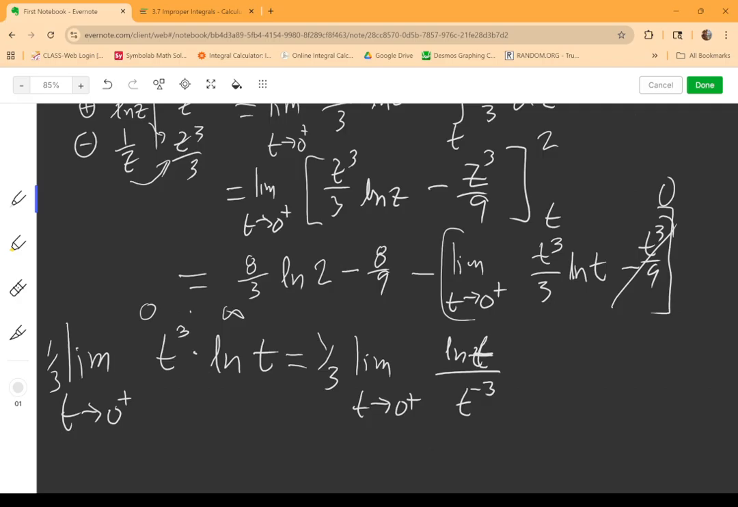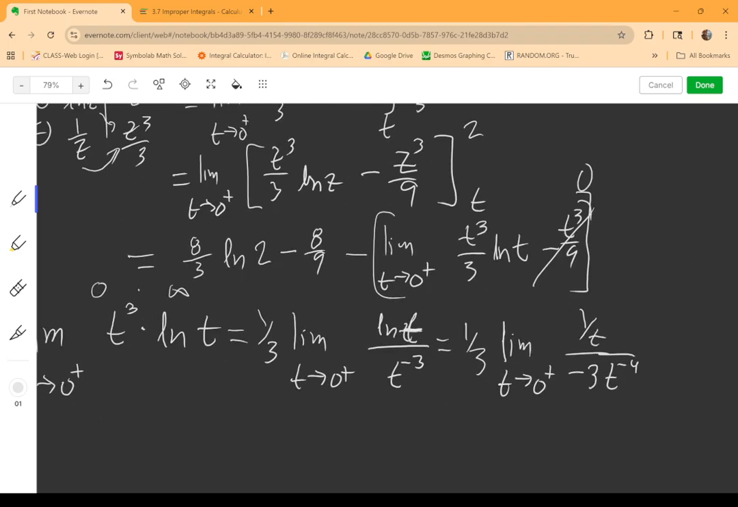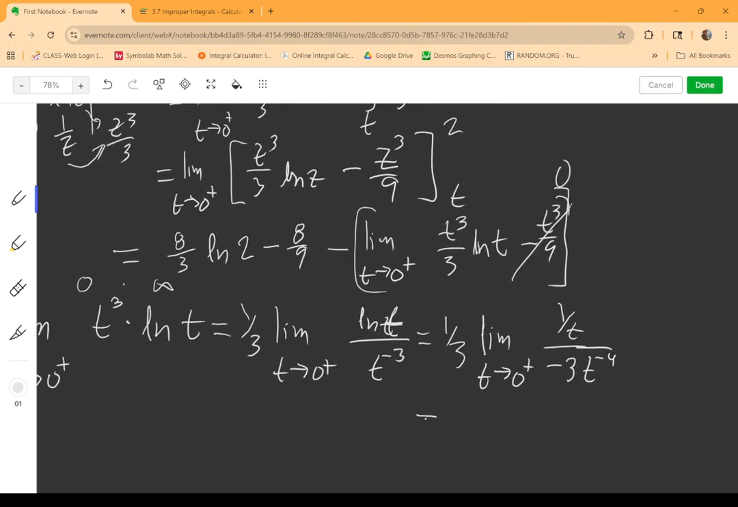And now it is of the indeterminate form. Right now we have infinity over infinity. All right, and now applying L'Hopital's rule, we get 1/3 limit as t goes to 0 from the right, and the top becomes 1 over t, and the bottom becomes negative 3 t to the negative 4th. Okay, and now we're going to clean this up here.